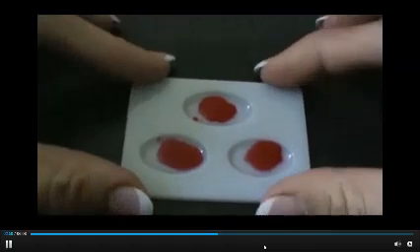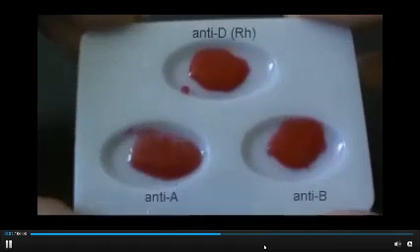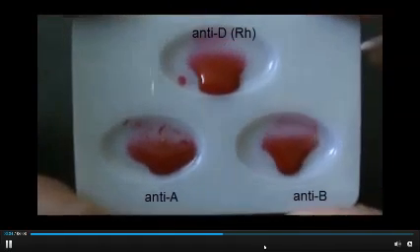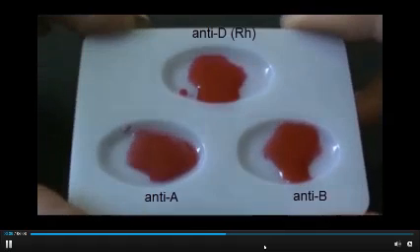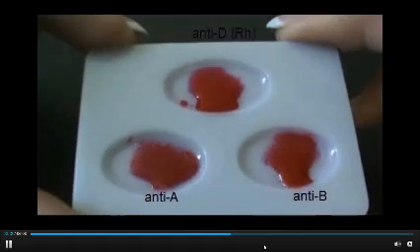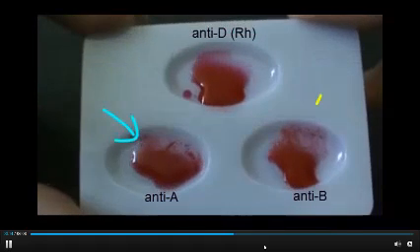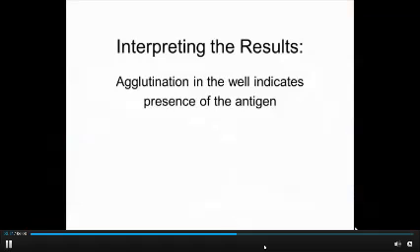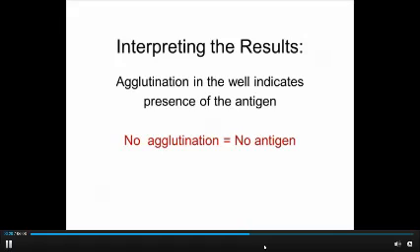We will let the sample sit for several minutes and then examine it closely for agglutination reaction, in which antibodies in anti-serum react with the red blood cells of a patient's blood, forming aggregations or clusters, like you see in well A and B. When we interpret the results, we will look for agglutination reaction in different wells. If there is no agglutination in a well, that means that there is no antigen present in that particular blood.